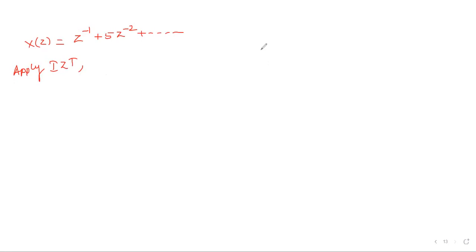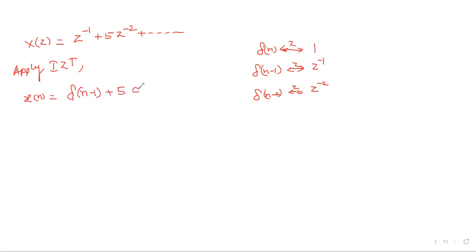What will we get? Del of n, its z transform is 1. Del of n minus 1, its z transform is z power minus 1. Del of n minus 2, its z transform is z power minus 2. Now here, x of n will become: z power minus 1 is del of n minus 1, plus 5 times del of n minus 2, plus and so on. This is the x of n.